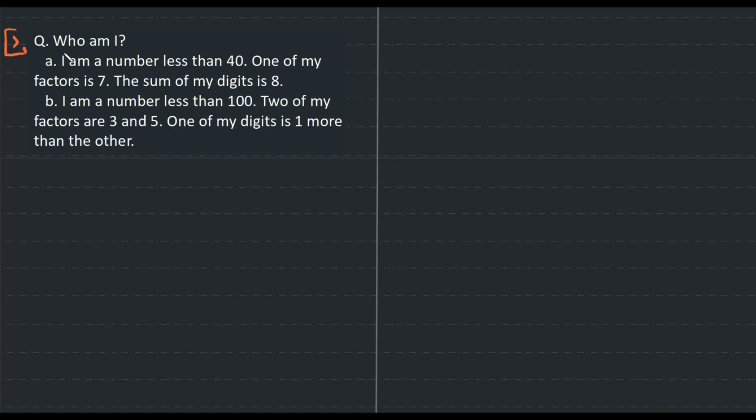I am a number less than 40. One of my factors is 7. The sum of my digits is 8. So who am I? Let me just recall a few things. This is for our understanding.